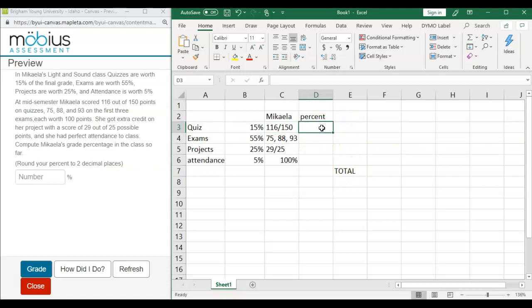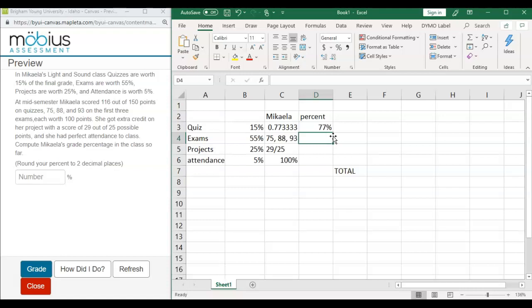So let's just put an equal sign right here since I have it already written. I'll press enter, and that'll give us the decimal. If you want to change that to the percent, we can change it with the percent sign here. And then this one here, we need to find the average of those.